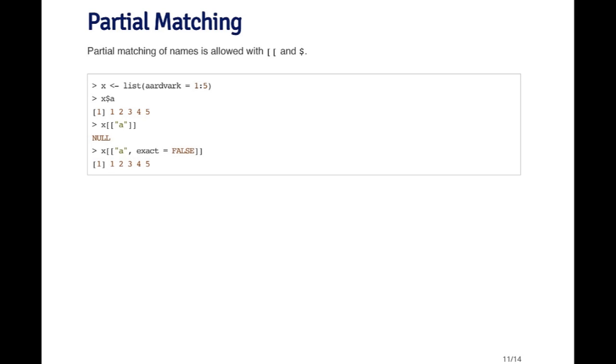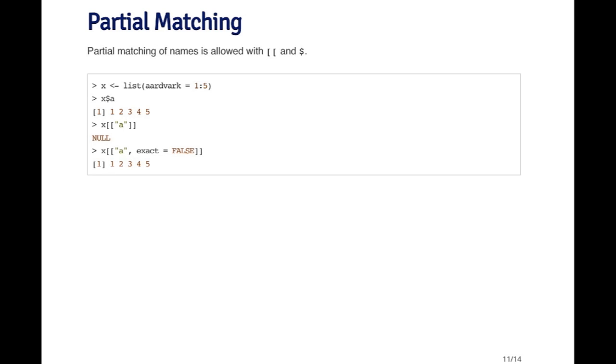So if I use the double bracket operator, things are a little bit different. What the double bracket operator expects is that the name that you pass it is going to be an exact match for one of the names in the list. So by default, the double bracket operator doesn't do partial matching like the $ sign does. So now when I pass X double bracket A, what happens is I get null back because there's no element of the list that has the name A.